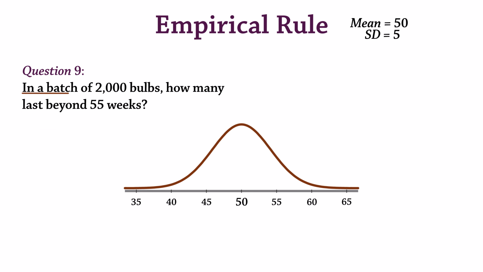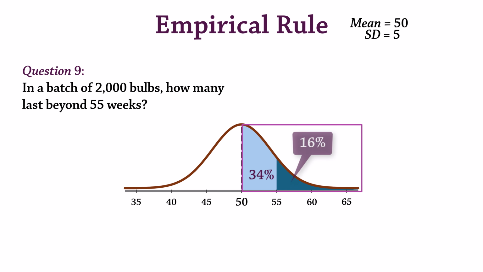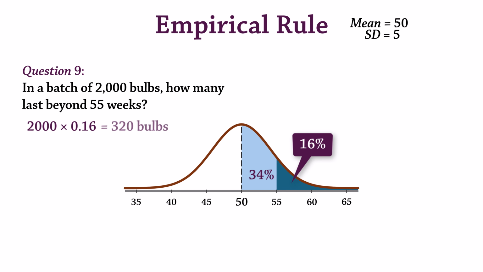Next, let's look at a batch of 2,000 bulbs. How many will last longer than 55 weeks? We know that 50% of the bulbs are above the mean. From the mean to 55 weeks is 1 standard deviation, which we know covers 34%. If we subtract that 34% from the upper half of the curve, we're left with 16% in the tail. To get a final answer, we simply multiply 2,000 times 0.16, which gives 320 bulbs.